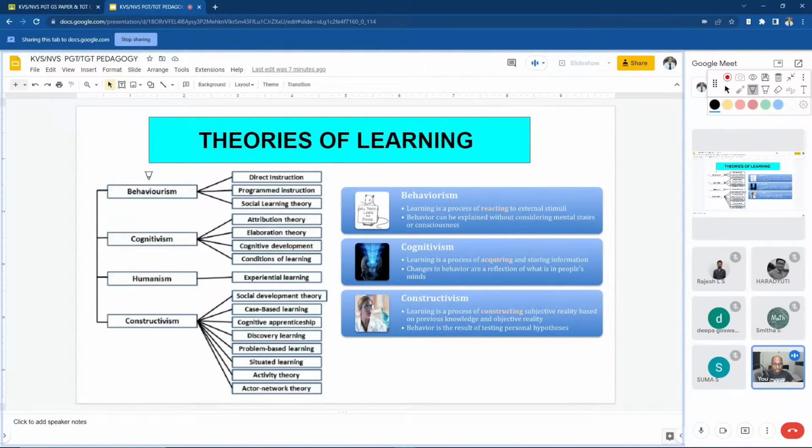We have to study behaviorism, cognitivism, humanism, and constructivism. These are the different schools of thought about understanding the learner and the teaching learning process. Behaviorism: learning is a process of reacting to external stimuli. Behavior can be explained without considering mental status or consciousness. The behaviorist school believes that. Cognitivism believes that learning is a process of acquiring and storing information. Constructivism believes that learning is a process of constructing subjective reality based on previous knowledge and objective reality.